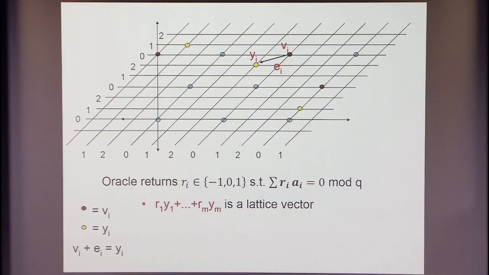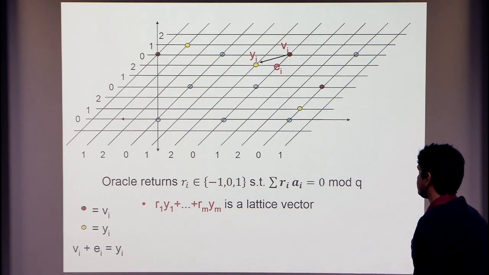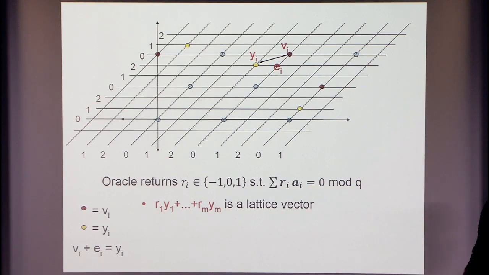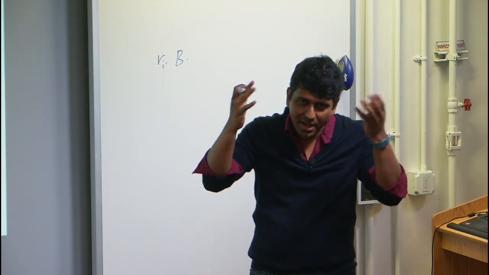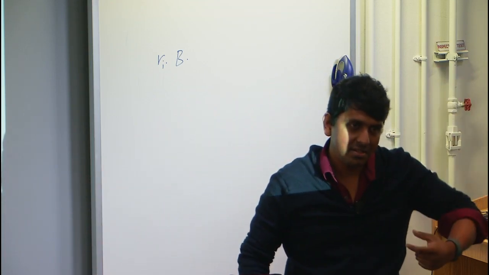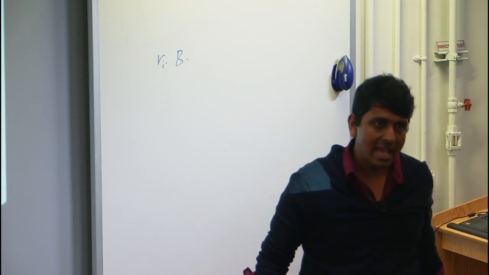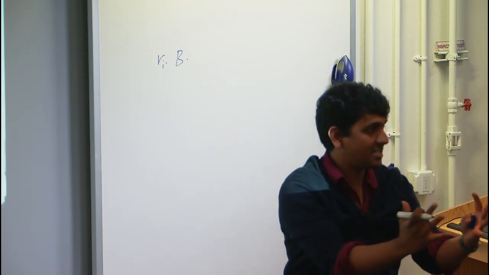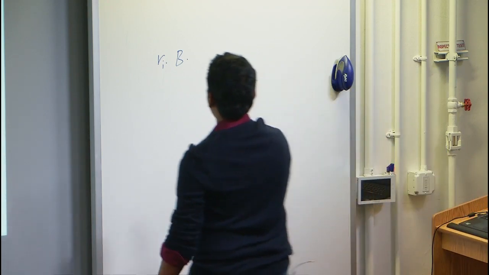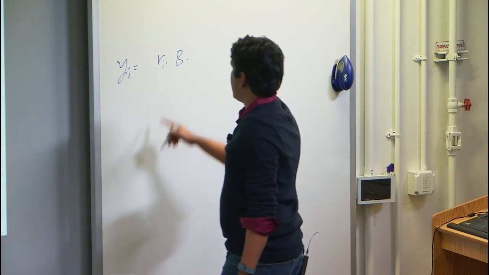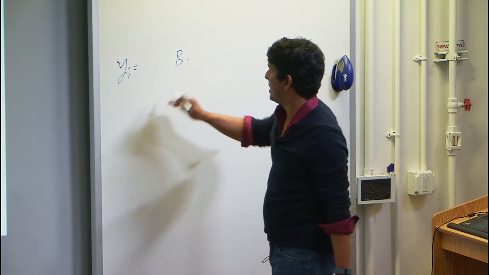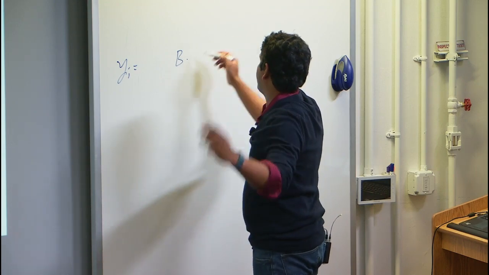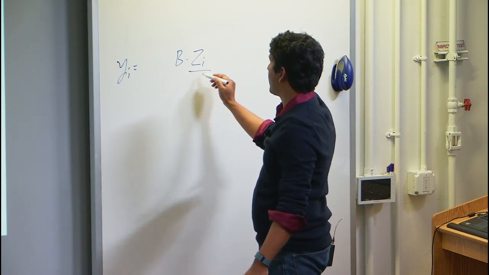So what are these Y_i's? Y_i's are vectors in space where the coefficient, when you write it down in terms of the basis, is not an integer but an integer divided by q, because I just took the lattice and scaled it down by q. So each Y_i is B times some Z_i divided by q.